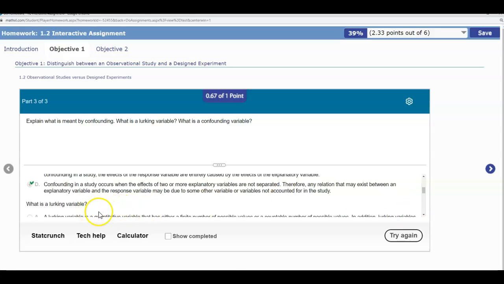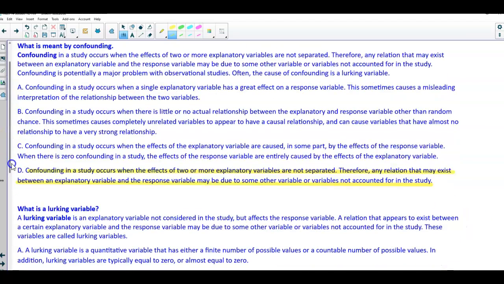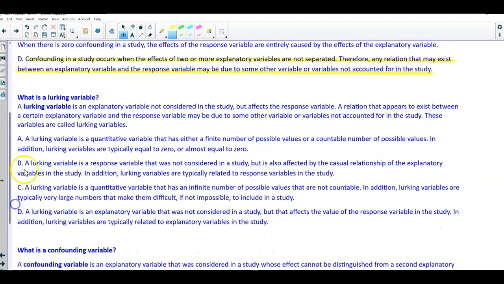Okay, next question is, what is a lurking variable? So, a lurking variable is an activity, but it affects the response variable. A relation that appears to exist between a certain explanatory variable and the response variable may be due to some other variable or variables not accounted for in the study. These variables are called lurking variables. And so, therefore, this answer is also associated with letter D.